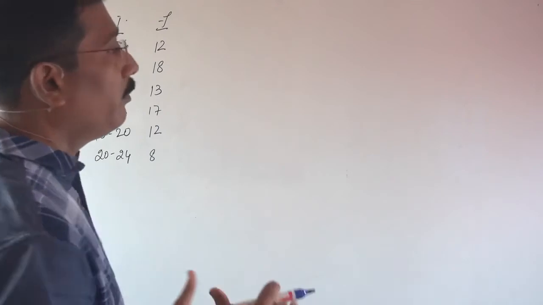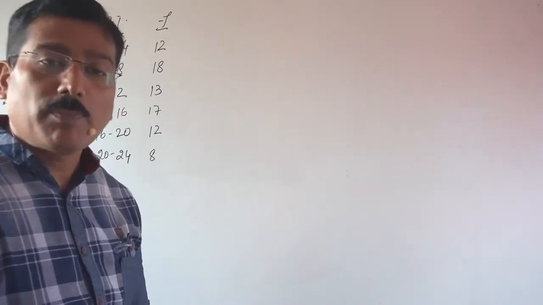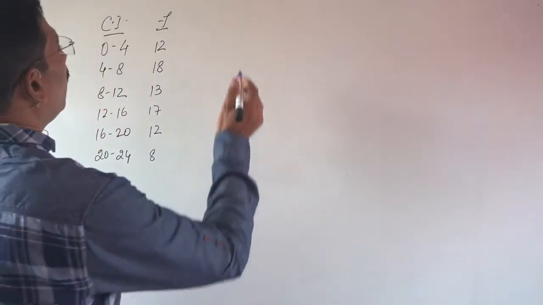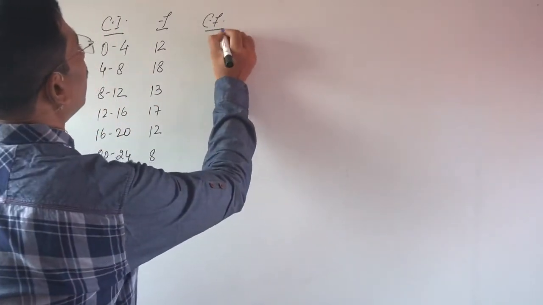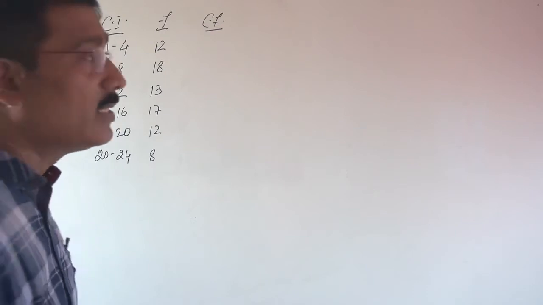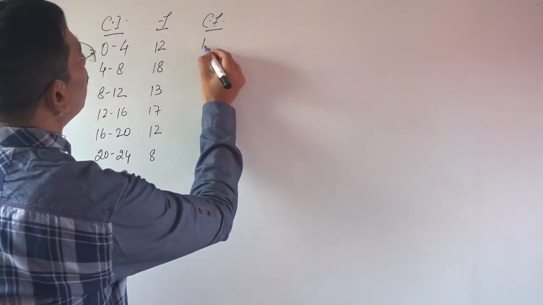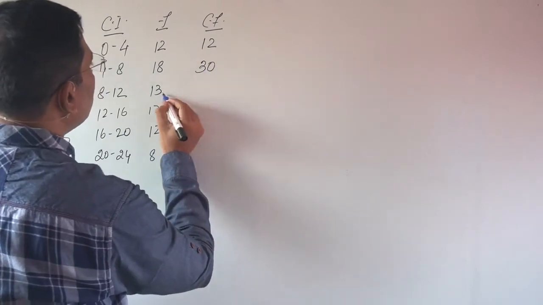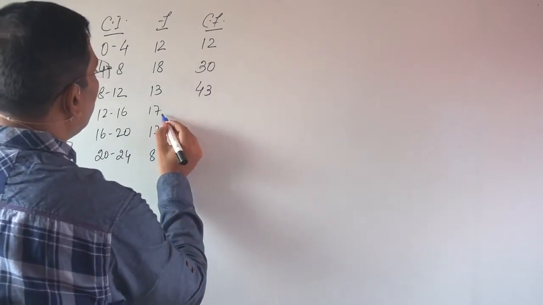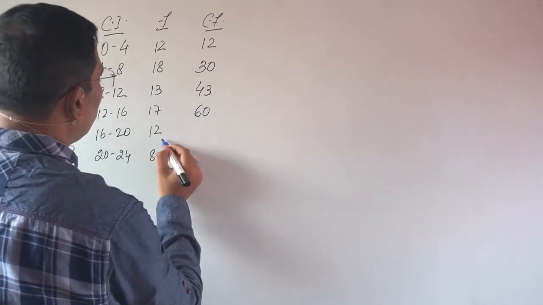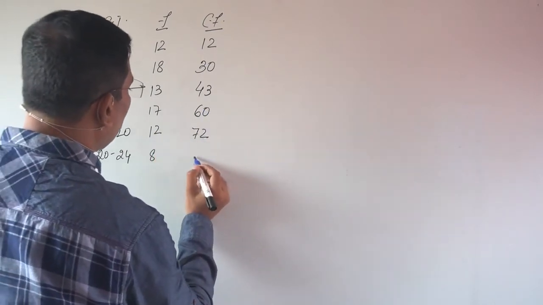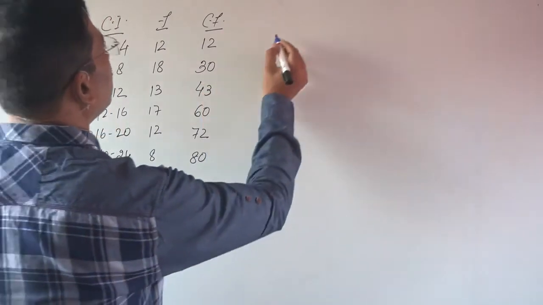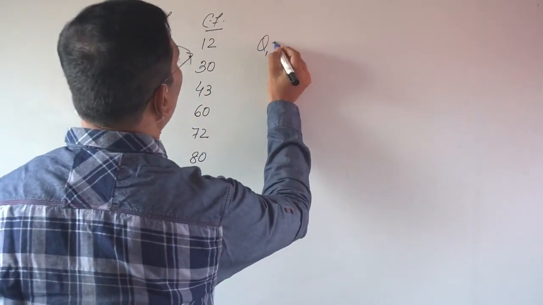Now, how will you calculate partition values, like the upper quartile and lower quartile, in a continuous series? The first thing is to calculate the cumulative frequency. 12, then plus 18 is 30, plus 13 is 43, plus 17 is 60, plus 12 is 72, and here it will be 80.